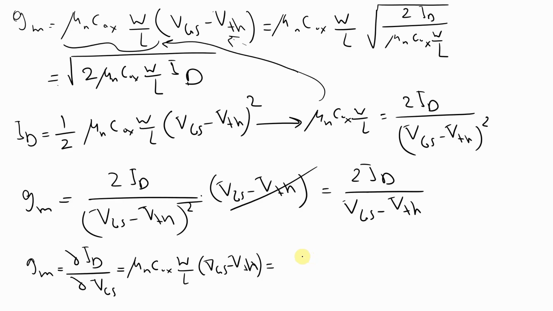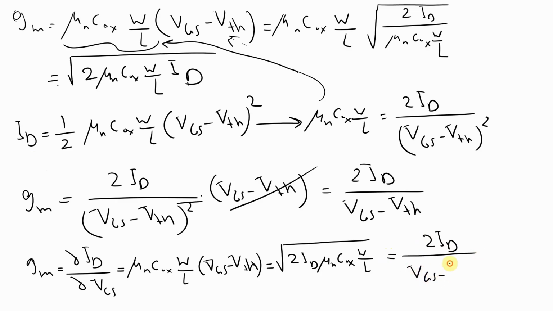The second, what was the second formula in the video? Square root of 2 times ID mu n C oxide W over L. Here we substitute VGS minus V threshold with respect to other parameters in the drain current formula. And the last one, 2 times ID divided by VGS minus V threshold. And in the last one, we substitute mu n C oxide W over L with respect to other parameters in the drain current formula in saturation region.